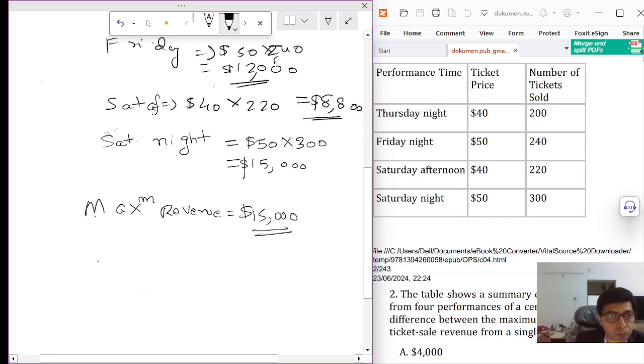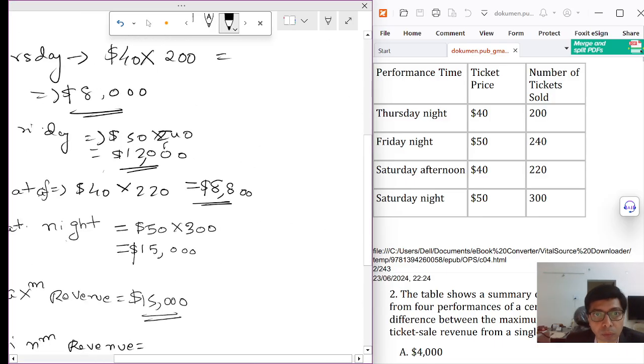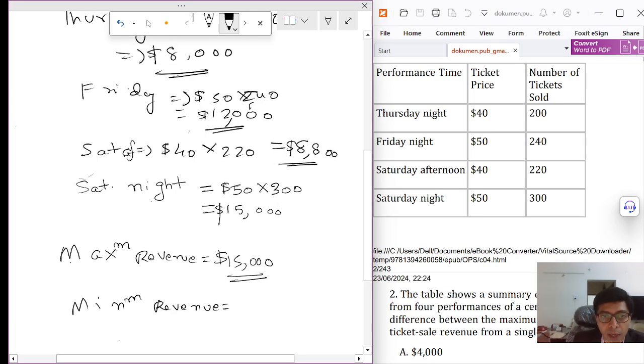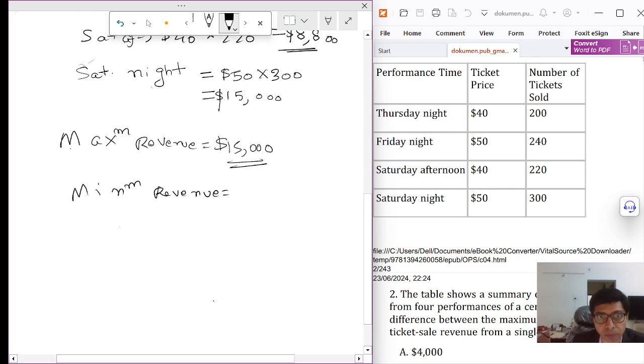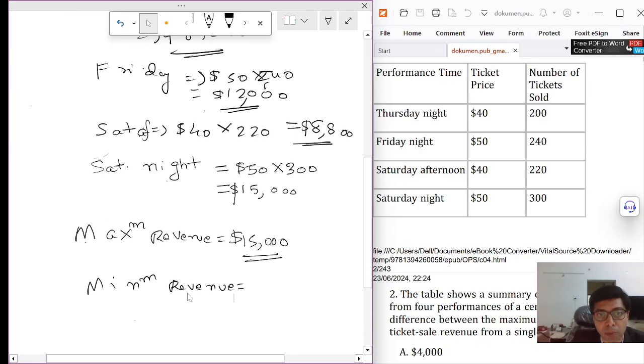Now, what is the minimum revenue? Let us see. Out of the four, 15,000, 8,800, 12,000 and 8,000, the minimum is of course 8,000. So let us write it down here: the minimum revenue is $8,000.